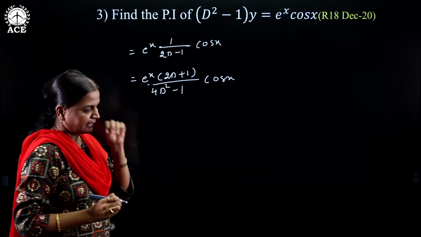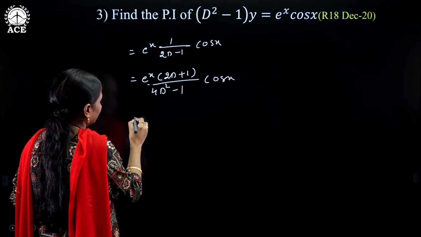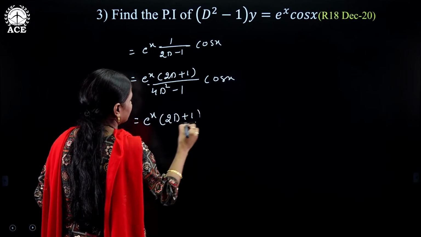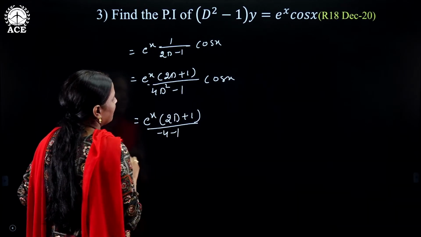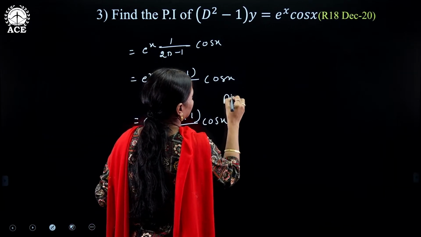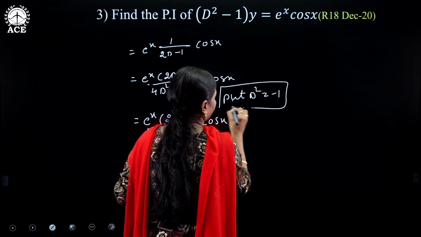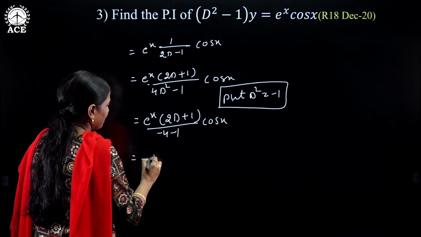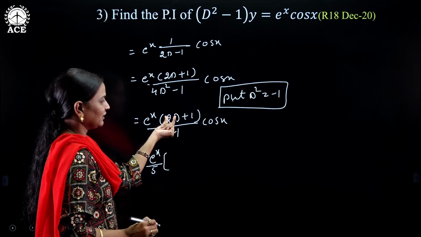Again, repeat the same procedure. When the denominator contains D square, put D square is equal to minus 1. So that is e power x into 2D plus 1 by, if we put D square is equal to minus 1, minus 4 minus 1 into cos x. Here what is the operation? Put D square is equal to minus 1. And what is the denominator? Minus 4 minus 1, minus 5. How to write? Minus e power x by 5 into, operate this cos x with 2D plus 1.